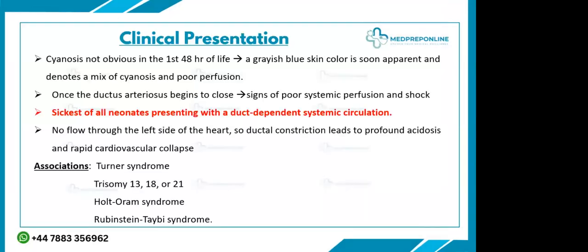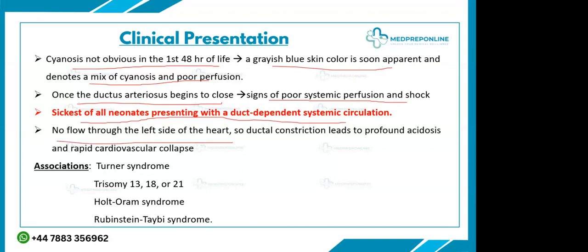Okay, so cyanosis is not obvious in the first 48 hours of life. A grayish blue skin is soon apparent and denotes a mix of cyanosis and poor perfusion, because the ductus will be open. But once the ductus closes, signs of poor systemic perfusion and shock will be obvious. It is the sickest of all neonates presenting with a duct-dependent circulation.